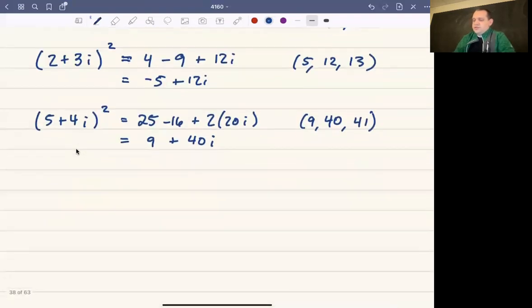And so the point here is that even though complex numbers had nothing to do with finding positive integer solutions to some equation, it turns out they can still be really useful. Okay, and so I'll leave it to you to square other complex numbers and find more Pythagorean triples. So this is kind of fun, just verifying that that works.